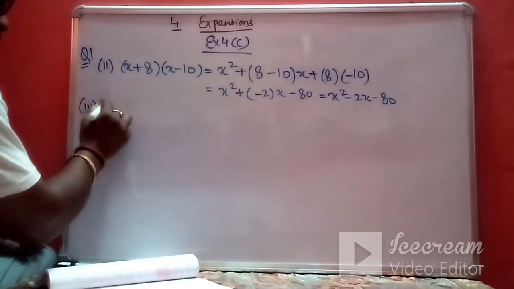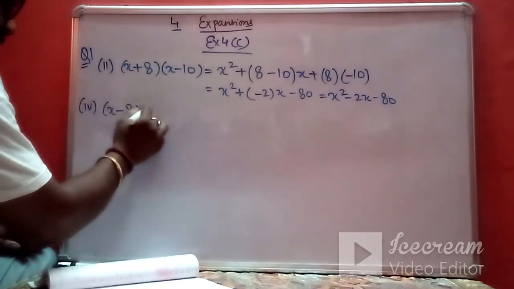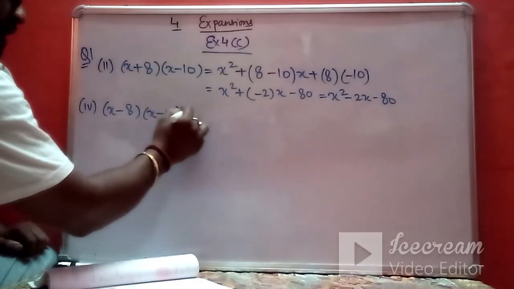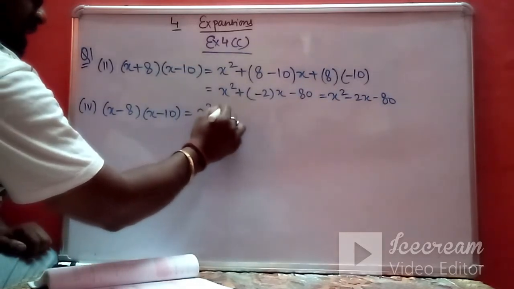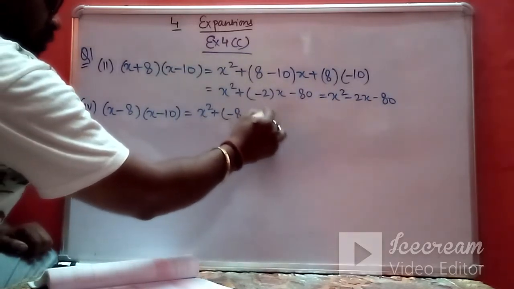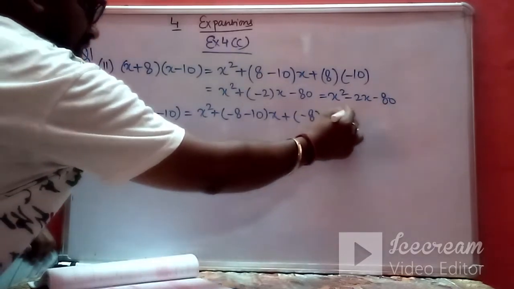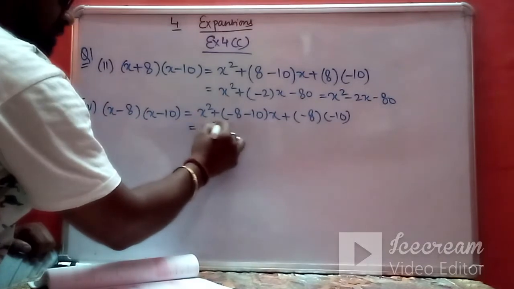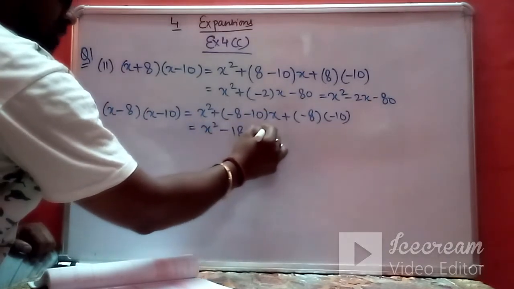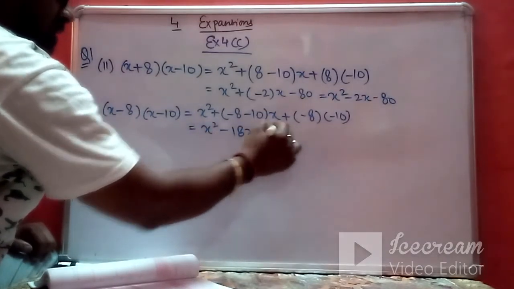See, one more if you did not understand: (x − 8)(x − 10). Now both are with negative sign, so I will take both as negative. Then minus 8 and minus 10. So it is x² − 18x + 80.